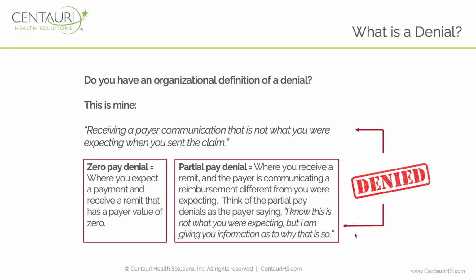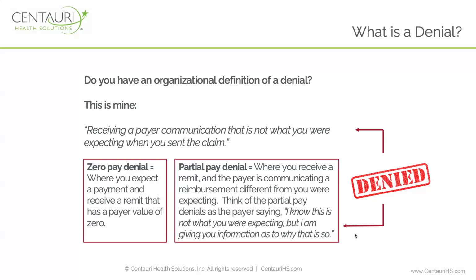And it's not just not being paid, because we have what I call zero pay denials. These are my terms. I'm happy for anybody to use them. They're not trademarked. Please use them. Zero pay denial: when you expect a payment and receive a remit that has a payer value of 0. So the payer has valued the claim at 0. Partial pay denial is when you receive a remit that has a value, but it's different than what you were thinking.